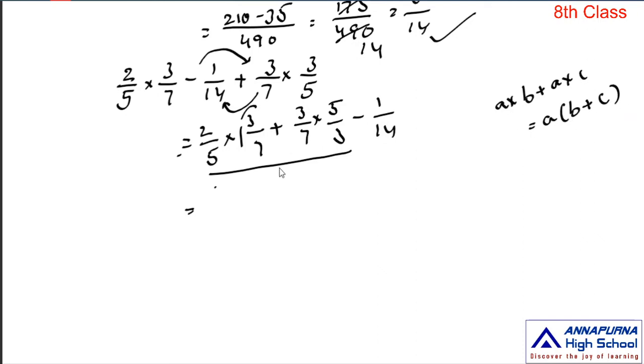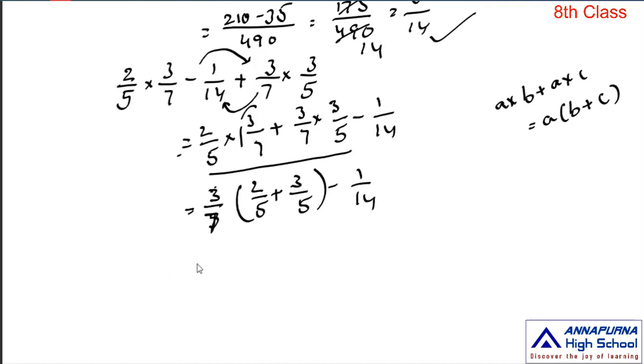Here A is equal to 3 by 7, B is equal to 2 by 5 and C is equal to 3 by 5. Now apply this distributive property here. So that is equal to 3 by 7 into (2 by 5 plus 3 by 5) minus 1 by 14.